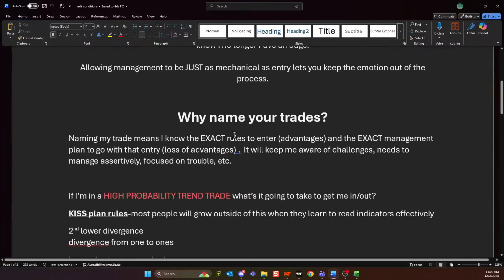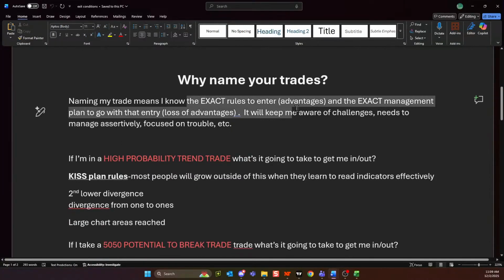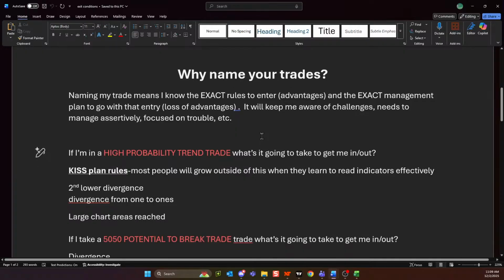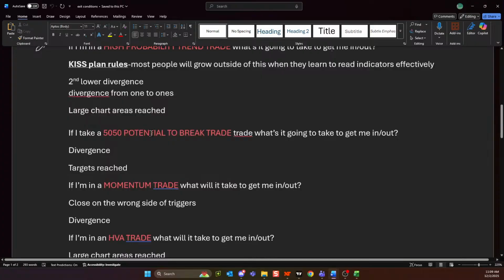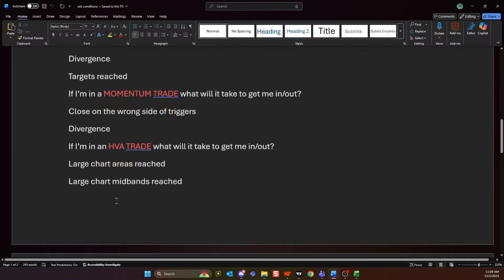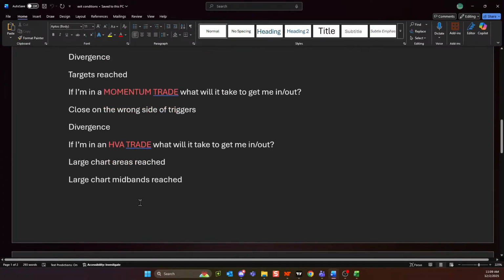So name your trades. It means you know the exact rules to enter, the advantages, the management plan that goes with it, all of those things. And it keeps you aware when you're managing. So if you're in a high probability, you know exactly how you'll exit. And if you're in a 50-50, you know exactly how you'll exit. Momentum, HVA, trend trade, where I'm at in relation to the triggers. Guys, get in the habit of doing that.